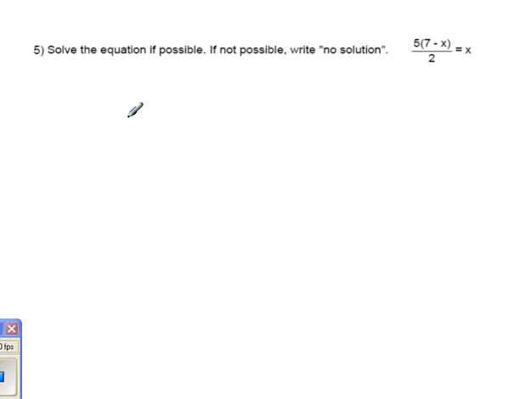Okay, another equation to solve. We've got parentheses, so we want to use the distributive property to clear that first. So 5 times 7 is 35. 5 times negative x is negative 5x, all over 2 equals x.